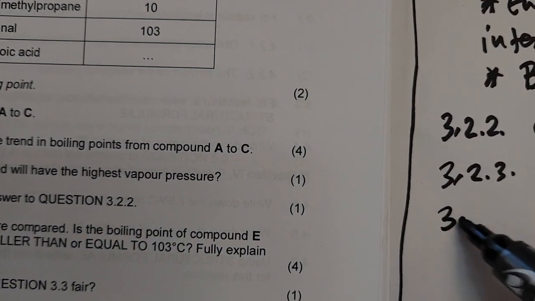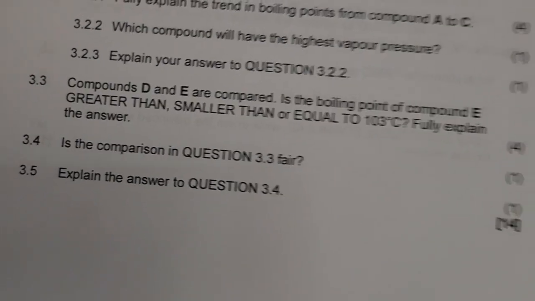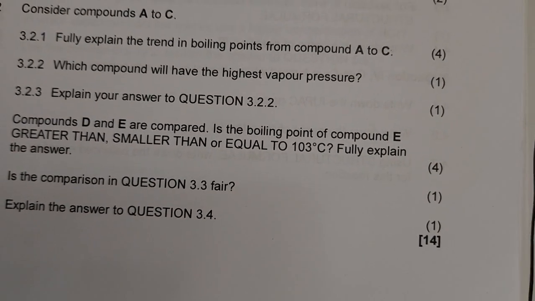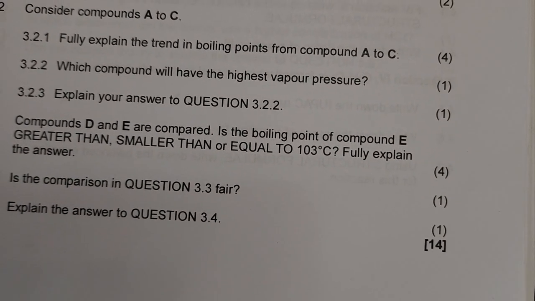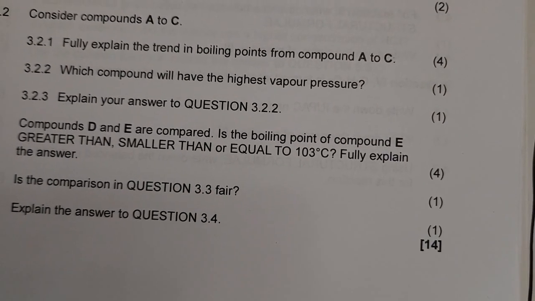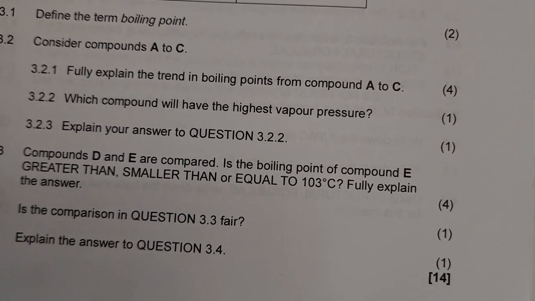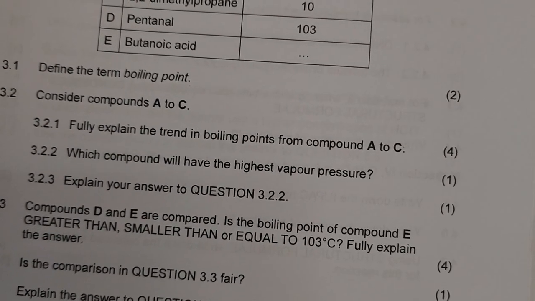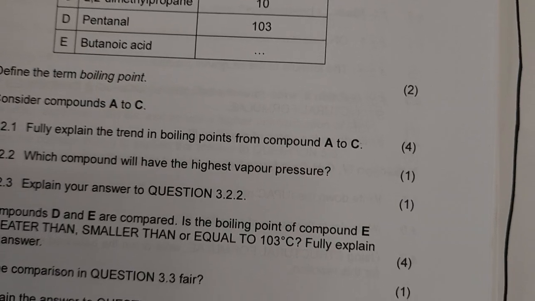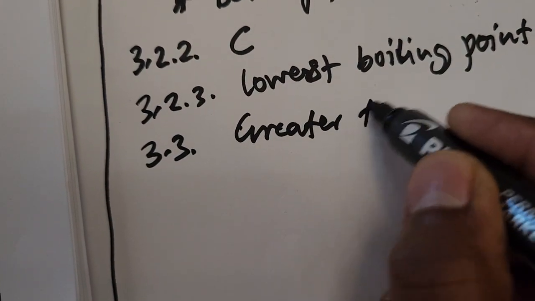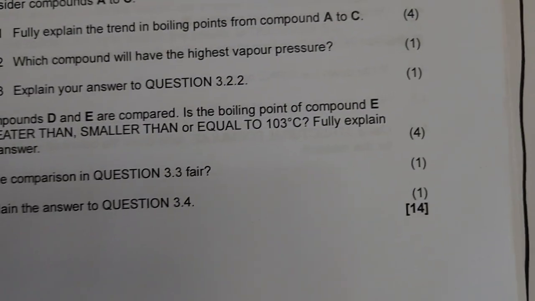Now in 3.3, they are asking us to say compound D and E are compared. Is the boiling point of E greater than, smaller than, or equal to that of C, or to 103? So we know that E will have the higher boiling point. It will be greater than. Write the word greater than. You're just choosing according to the word given.